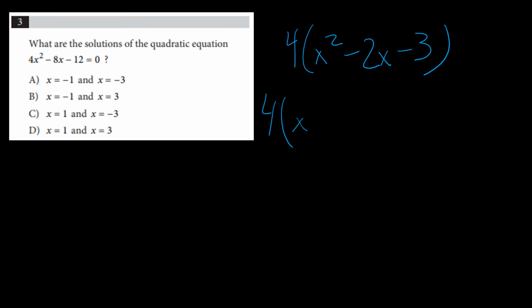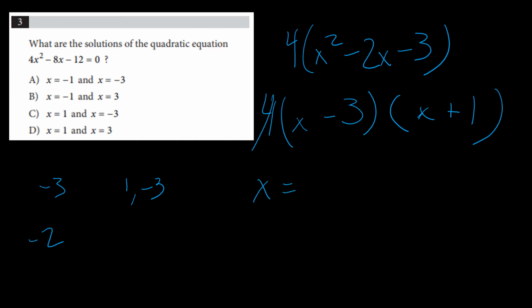What are the solutions of the quadratic equation? First thing I'm going to do is factor out a 4. I want to get rid of my common factor there. Now I just need to factor x squared minus 2x minus 3. We need two values that multiply to negative 3 and add to negative 2. Looking at that, 1 and negative 3 should do the trick. So we have x minus 3, x plus 1. The 4 goes away, x equals 3 or x equals negative 1. Answer choice B. Okay, cool.